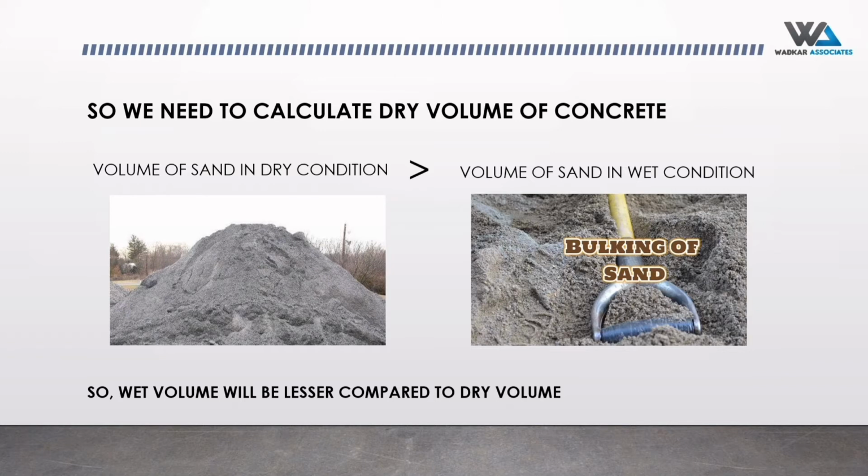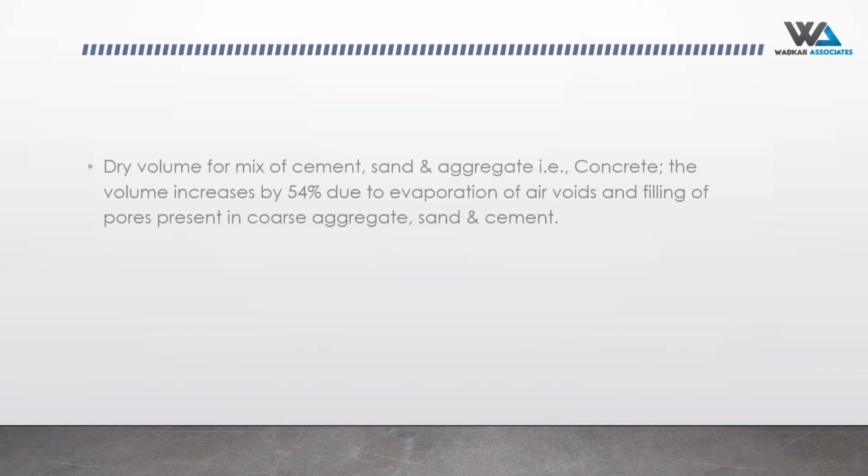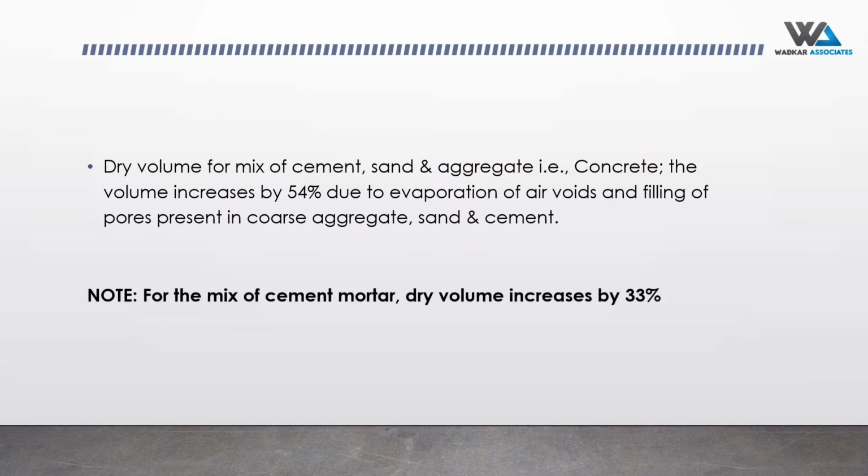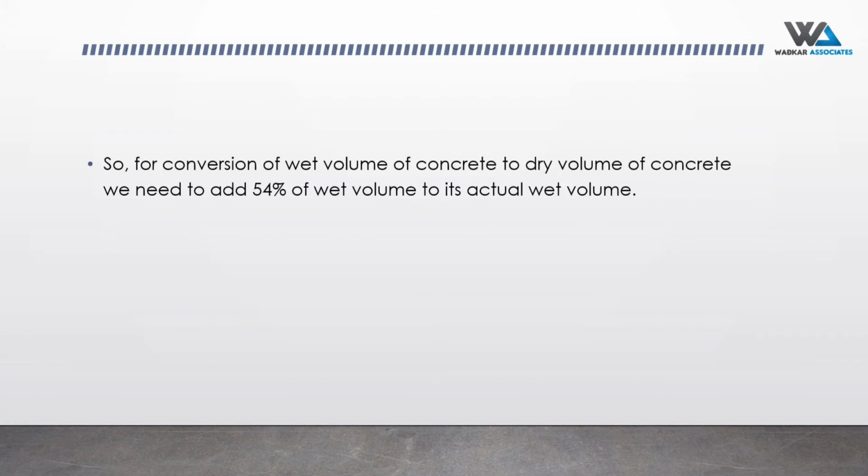But the question arises that in what multiple or what percentage will there be change in its volume? So, for the mix of cement, sand and aggregate, that is concrete, dry volume increases by 54%. Whereas for the mix of cement and sand, that is cement mortar, the dry volume increases by 33% of wet volume. So, what does this statement indicate? This means that if we want to convert wet volume of a concrete to dry volume of a concrete, we need to add 54% of wet volume to its actual wet volume.